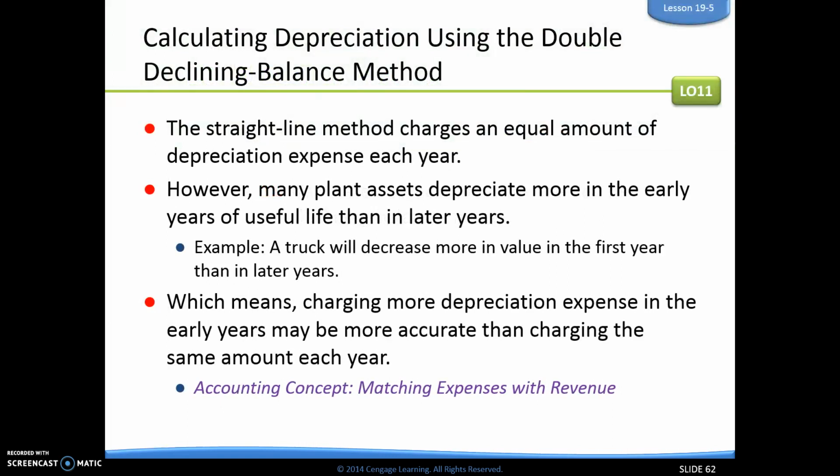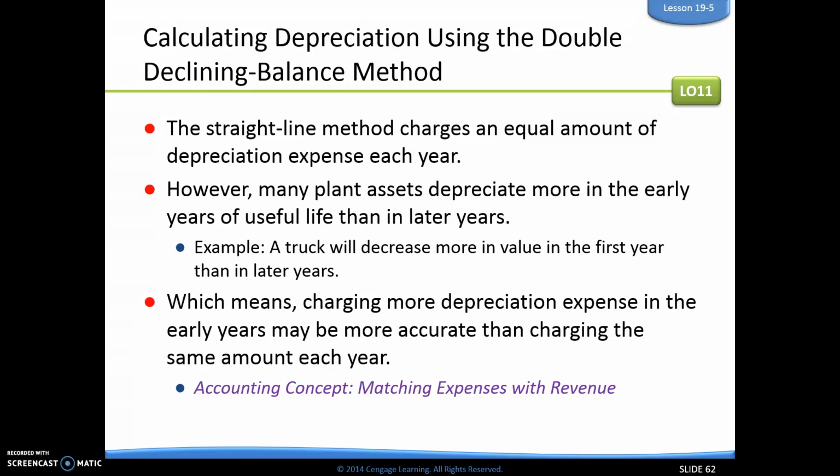So remember that so far we've talked about the straight line method, which charges an equal amount of depreciation expense every year. However, there are many plant assets that actually depreciate more in the early years of useful life than in later years. And one of the best examples of that is any sort of automobile, a truck, a car, any of those types of things decrease more in value in the first year or in the first few years than they do in later years.